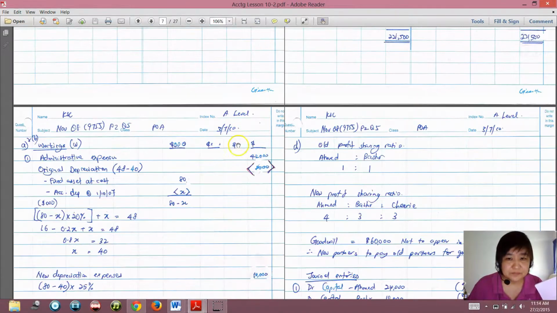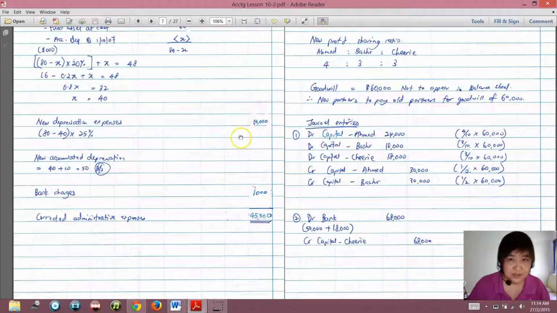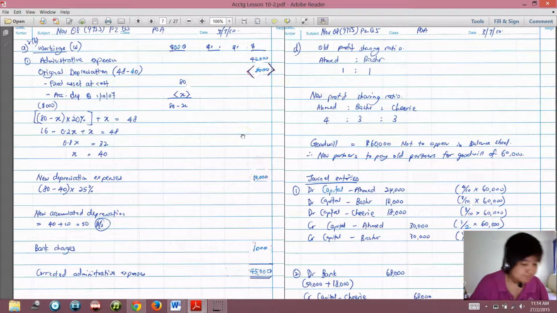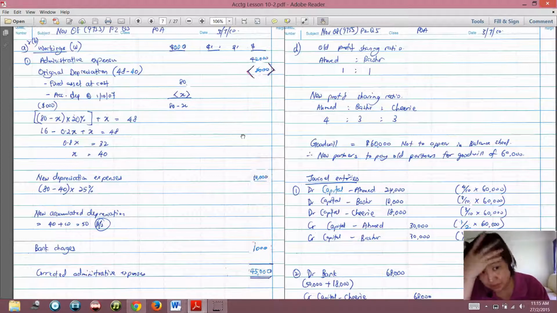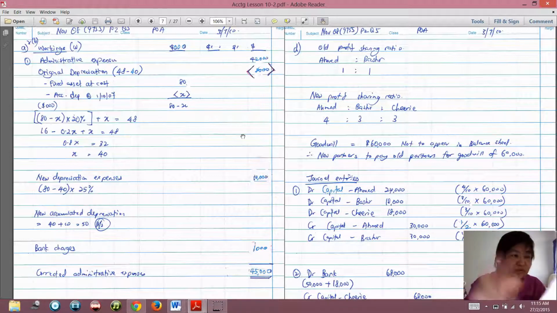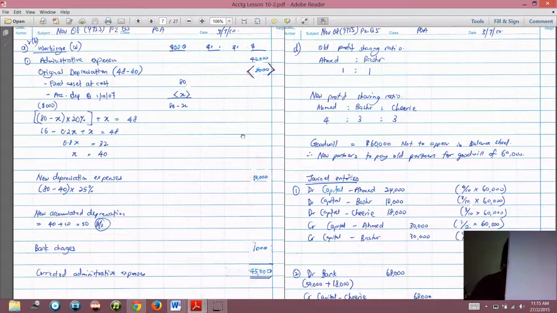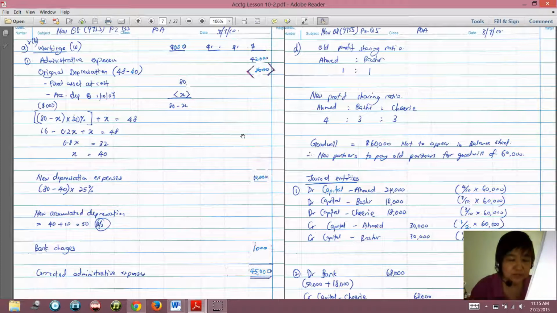Then part D. Okay, so what does part D of the question ask? Prepare journal entry to record the admission of Cherry to the partnership on 1 October 2008. So now look at the question, information number 5. Cherry agreed to join the partnership with effect from 1 October 2008.